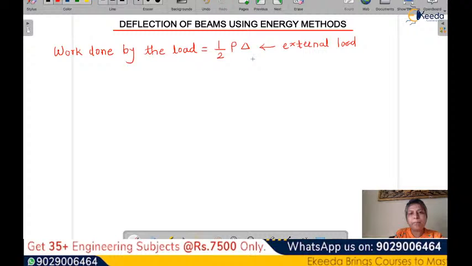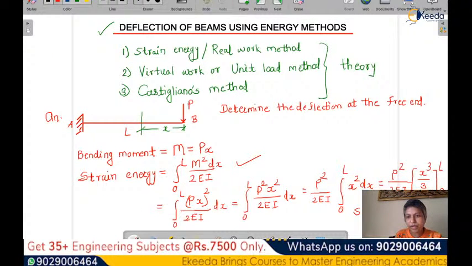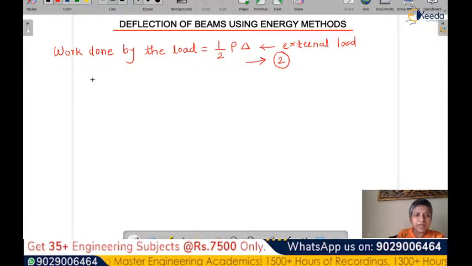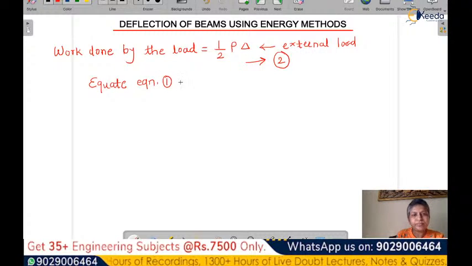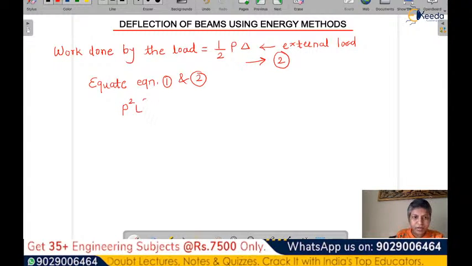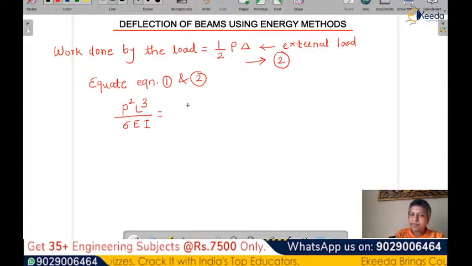Now let us compare equation number 1 and 2. Let's call this equation number 1. This is because of the strain energy, internal, and that is the external. So let's equate equation number 1 and 2. So what was the first value? It was P square L cube by 6EI is equal to half into P into delta.